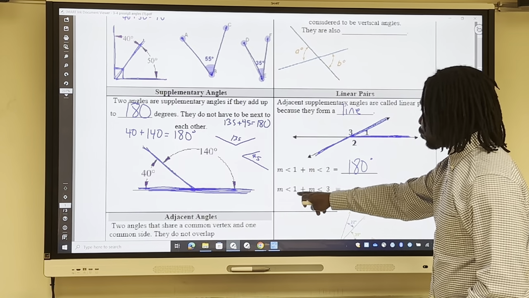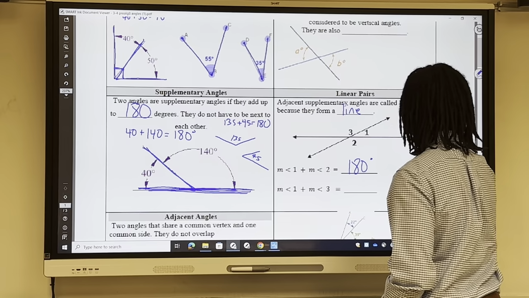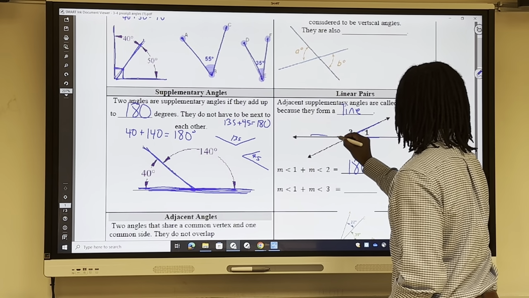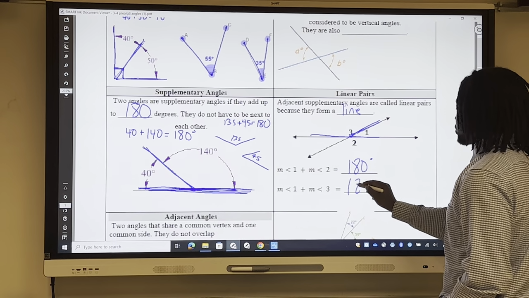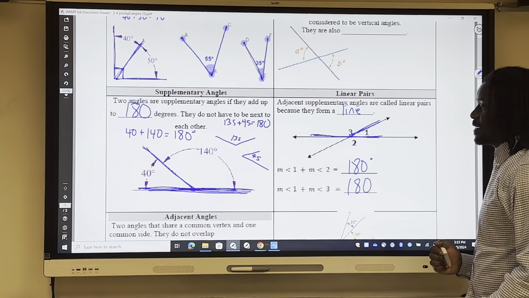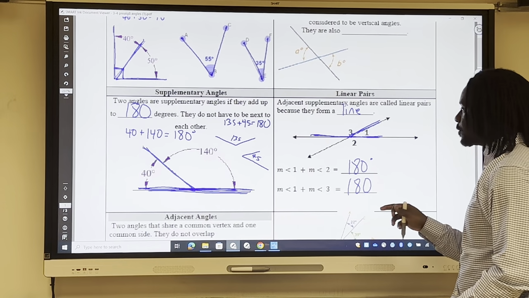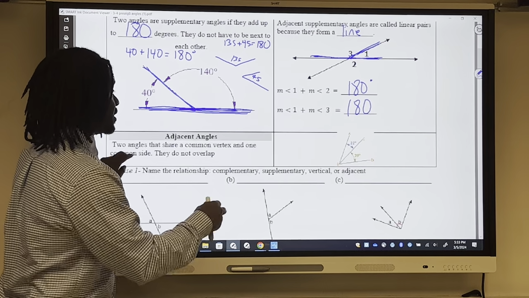So angle one and angle three together. This time, look at angle one and angle three. You see these are together. Those two angles make the straight line, and that equals 180, okay?